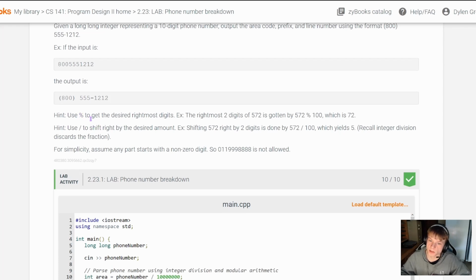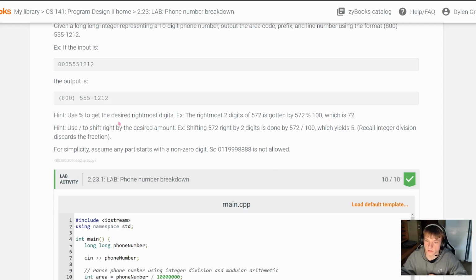So we want to use the modulus operator to get the desired rightmost digits. So recall that when you use the modulus, you're just doing division and you're taking the remainder, right? So for the example here, the rightmost digits are 572. You just take the modulus of 572 by 100. If you were to divide 572 by 100, you'd get 5.72. But we just want to take whatever is left over. So 5 times 100 is 500, so then we have 72 left over.